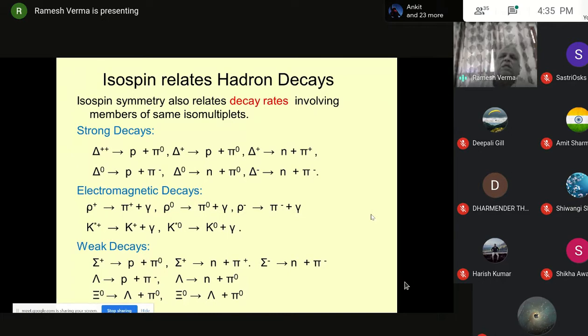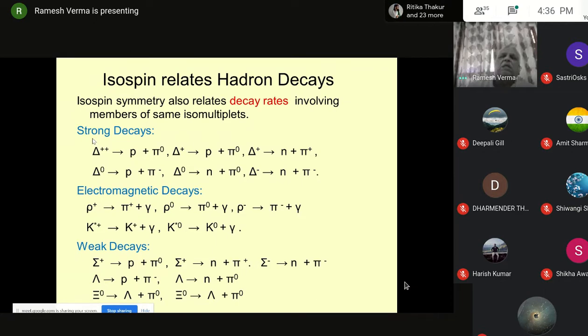Choosing as examples here, you see that out of the six strong decays, the initial state particles belong to one isomultiplet, and all of them are going to nucleons and pi. So this way, the final state baryon and meson also form isomultiplets. All these six decays can be related just with the help of isospin symmetry. And since these are strong interactions, they honor isospin symmetry.